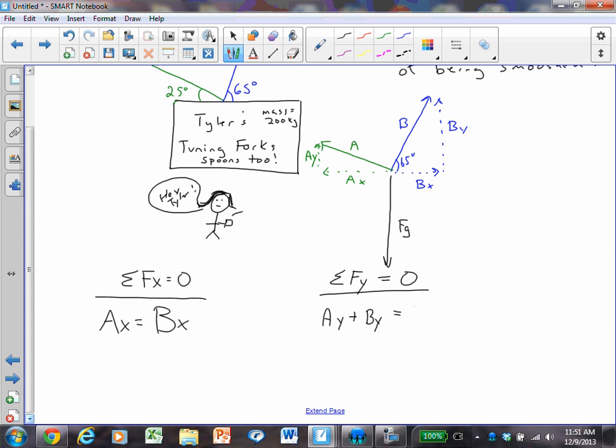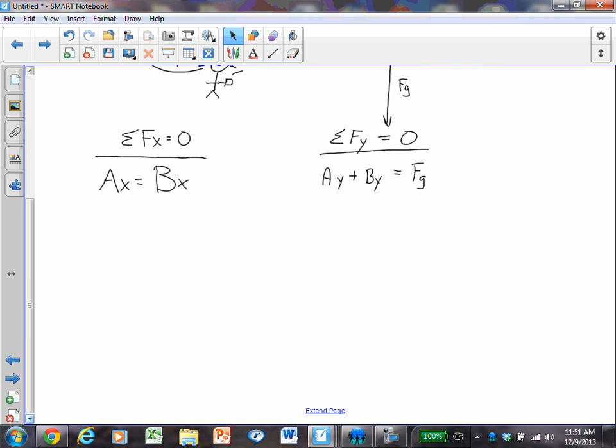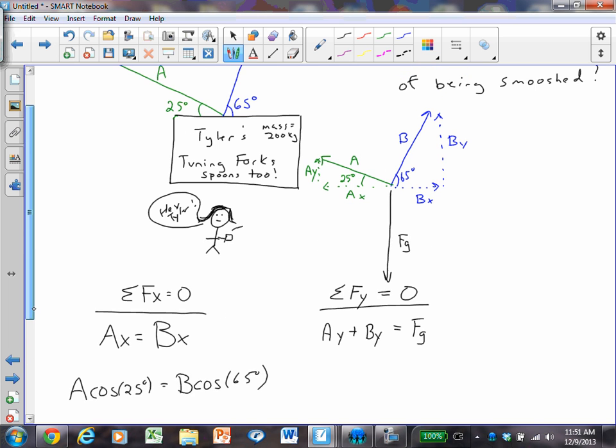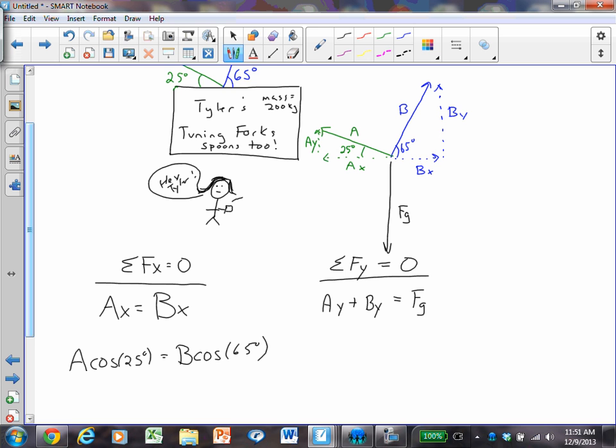Now we're going to end up with two unknowns, A and B, when we put them in these equations. And then we are going to substitute actually in A. This is 25 degrees. So we have A. What is Ax in terms of A? Components. A cosine of 25 degrees equals B cosine 65 degrees. You see that? So we took, because here we have four unknowns, Ax, Bx, Ay, and By. So if we put it in the components, then we can get two equations, two unknowns.